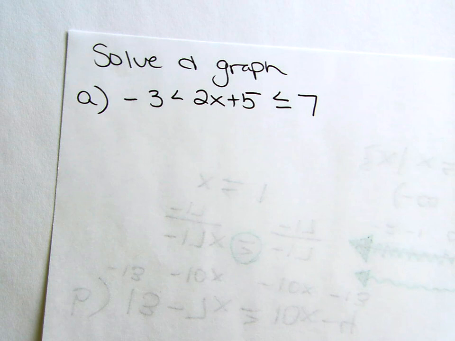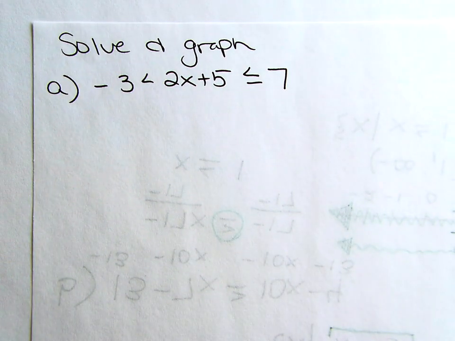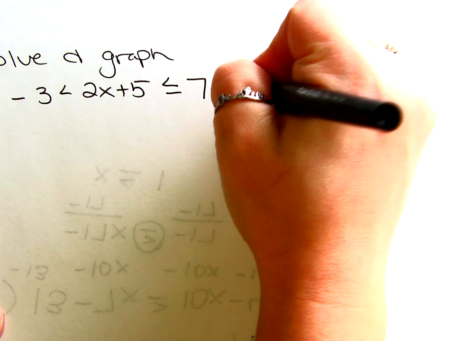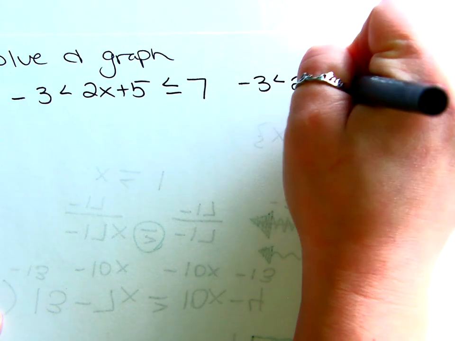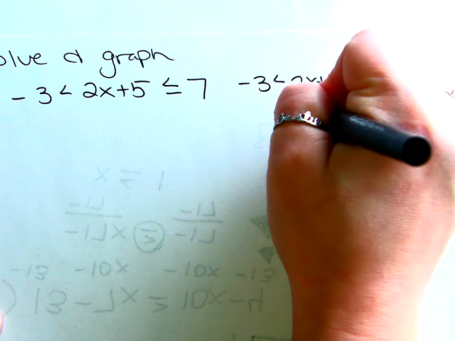Solve and graph. This is a compound inequality. We have three different sections of this inequality. We have the -3 on the left, the inequality symbol, the middle piece, which is the 2x plus 5, and then we have another inequality symbol comparing it to 7. When they are joined up like this, what we really have is the "and" situation going on. What I'm saying is we have -3 is less than 2x plus 5, and the 2x plus 5 is less than or equal to 7.